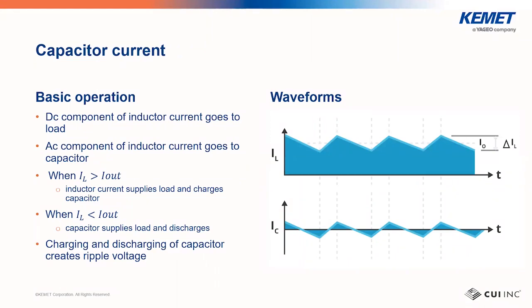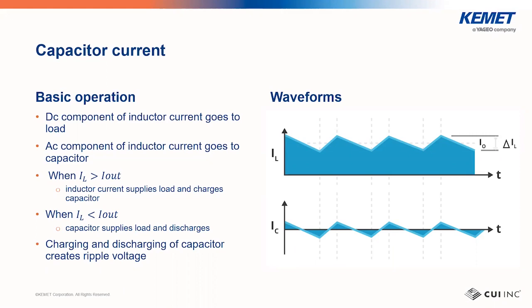Here again, we have the inductor current shown in the top graph, and if you subtract the load current, Iout, from the inductor current, you'll end up with the capacitor current in the bottom graph. Whenever the ripple current is greater than the output current, the excess is dumped into the capacitor, which causes the voltage to rise. And whenever the ripple current is less than Iout, the capacitor current goes negative, meaning that the capacitor is supplying the load current, which causes the voltage to fall.